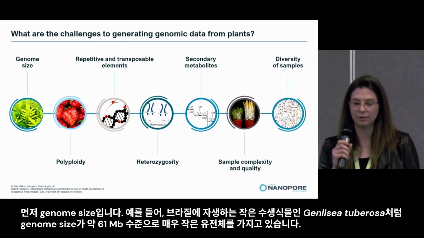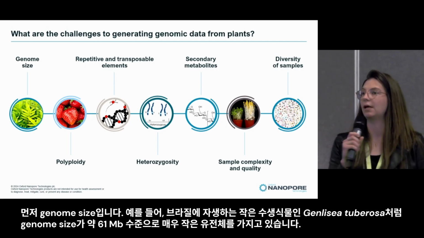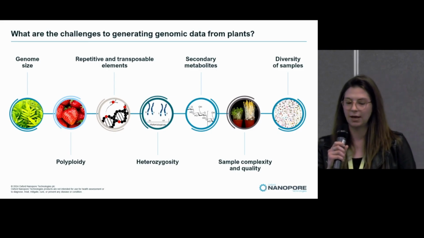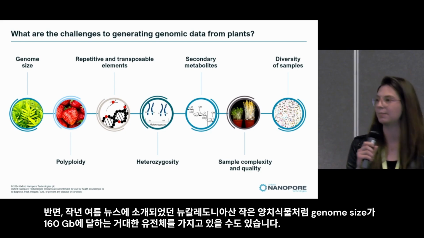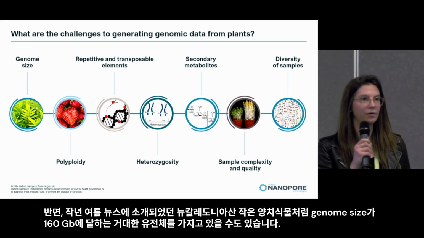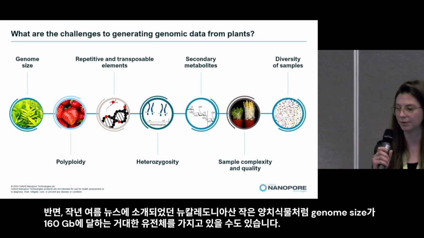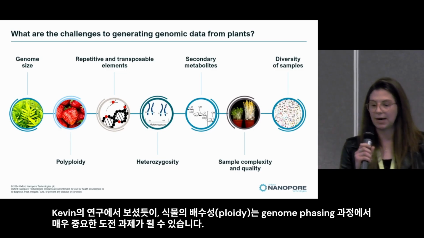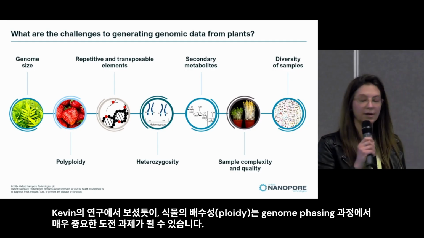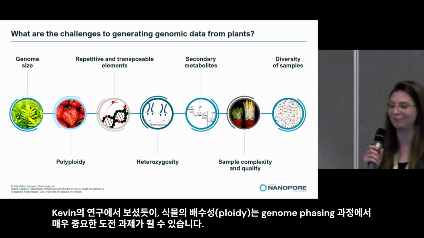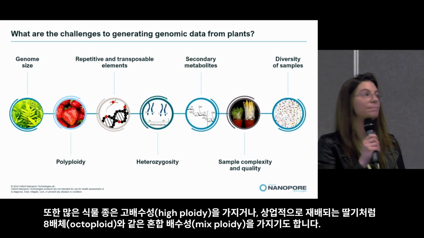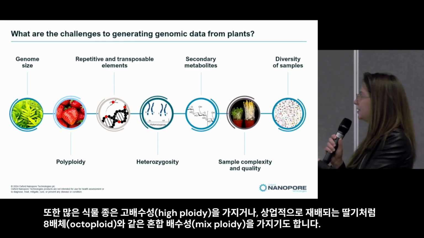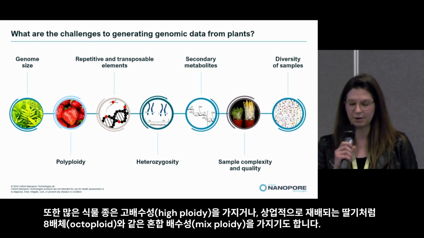So for instance, your genome size could be quite small, from something like the 61 megabase pair Genlisea tuberosa, which is a little bladderwort native to Brazil, to something like a 160 gigabase pair genome of the small New Caledonian fern that was recently in the news last summer. It's also critically important to know the ploidy of the plant. So this, as you saw with Kevin's work, can be a really key challenge to phasing genomes. And many plant species have higher ploidy numbers or even mixed ploidy, such as the commercial strawberry, which is an octoploid.